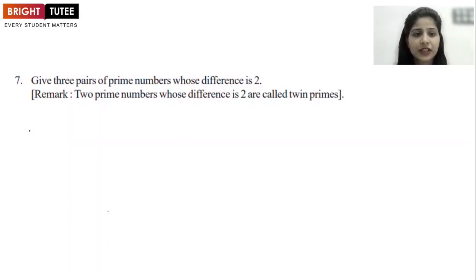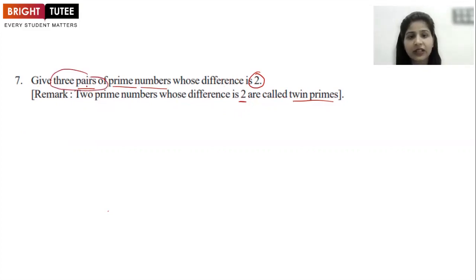Let us do this question now. It is asking, give three pairs of prime numbers whose difference is 2. Also, they are giving a remark here. Two prime numbers whose difference is 2 are called twin primes. Yes, so you need to remember this. If we have prime numbers and the difference is 2, we call them twin primes. So we have to give three pairs, and the difference should be 2.